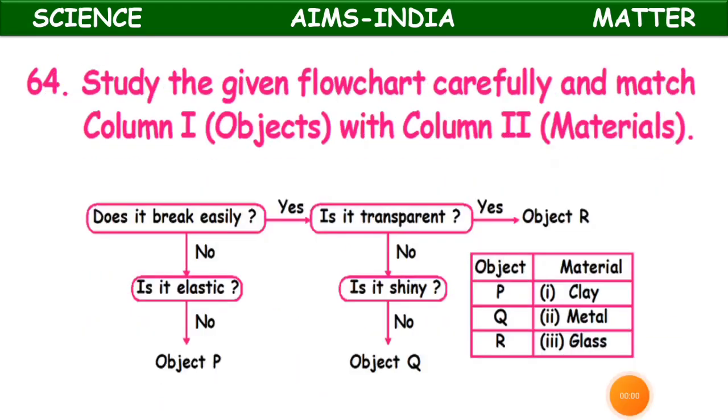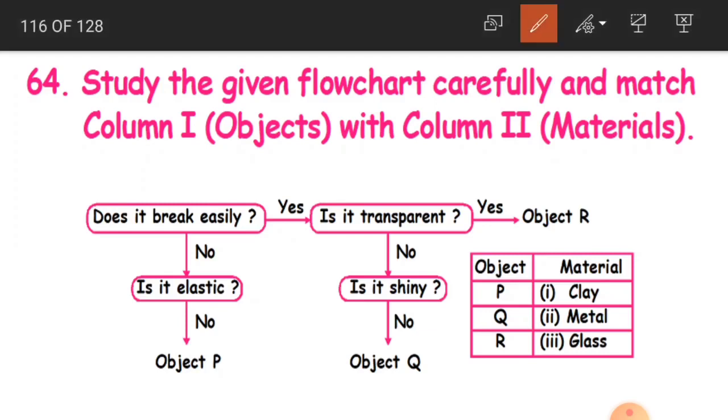63rd question. Study the given flowchart carefully and match column 1, that is objects, with column 2, materials. So these are the objects. What are the objects here? P, Q and R are the objects. What are the materials? Clay, metal and glass. So we have to match these two.